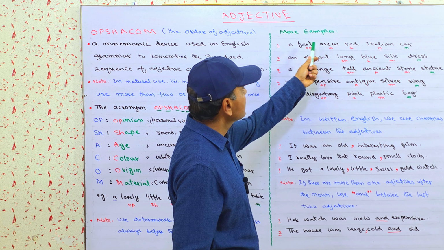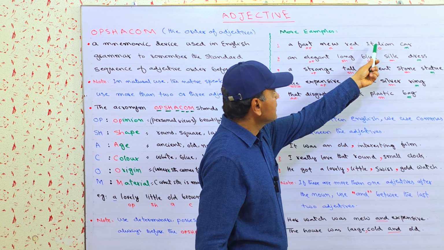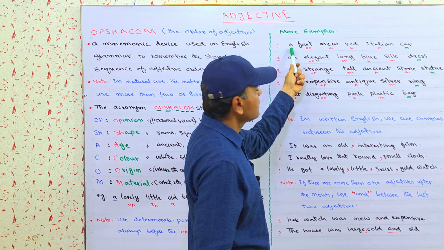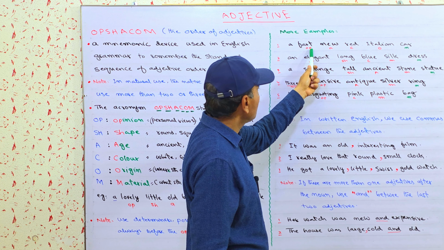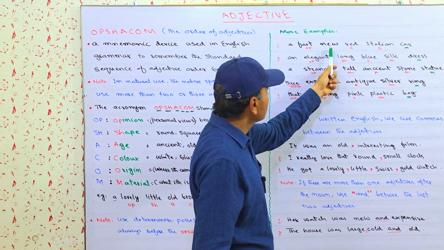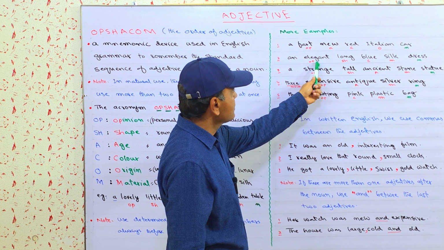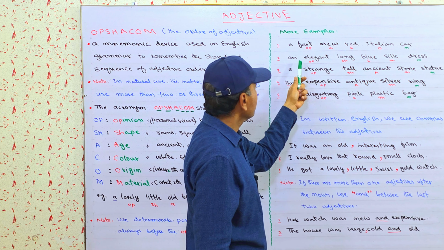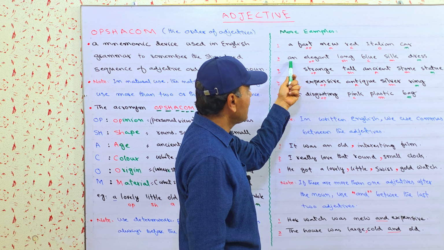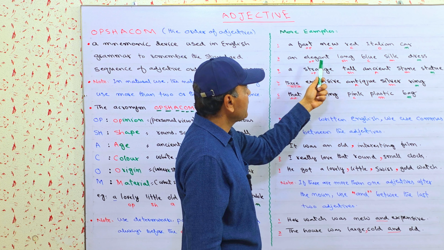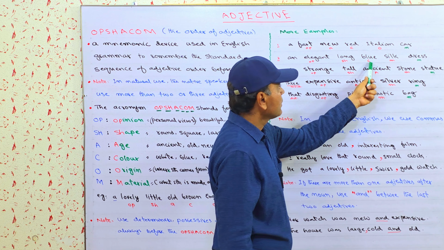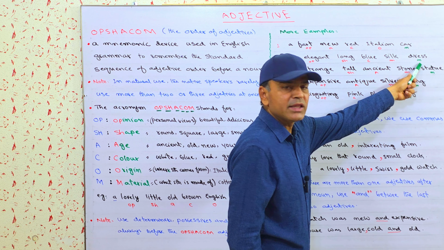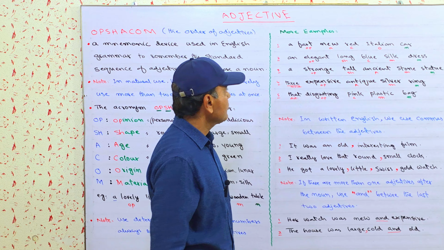A fast, new, red Italian car. A is a determiner, then opinion, age, color, origin, and then I put the noun. An elegant, long blue silk dress. This is determiner or article, this is opinion, shape, color, material, and then I placed the noun.